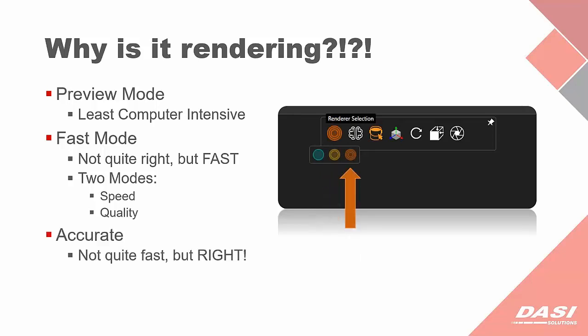The last one we have is the accurate. It's not quite fast, but it is right. These are the hard calculations that are being done on your image. Refraction is being done, reflection is being done, emissives are being done. These are lights that you can add in. It's going to be doing the hard calculations, even light bounces as well. So this is the slowest one, but it does give you the most accurate image. If you have a rendering coming out, if you're doing it for marketing, or you have a final image coming out, you should be using the accurate mode in most cases.